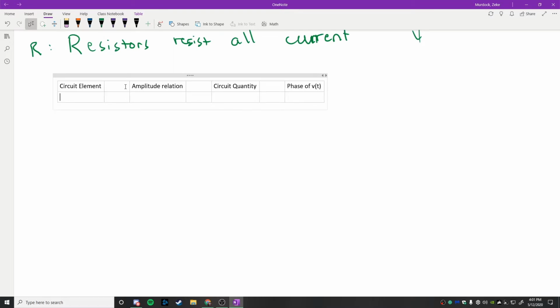And the way that these go are, we've got resistor. The resistor has an amplitude relation that we learned long ago, which is just that the voltage across the resistor is equal to IR.